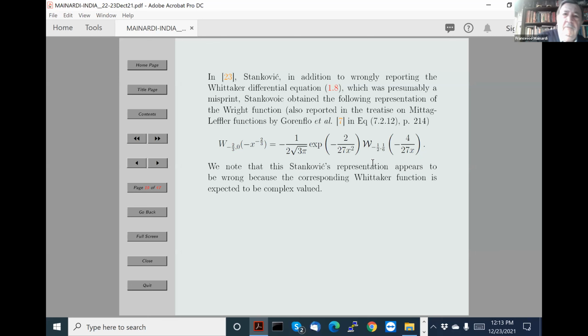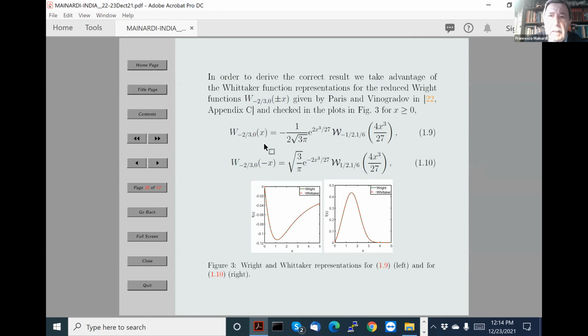The argument is negative, and this seems to be a definition not compatible with the definition which we know, since the Whittaker function has a branch cut in the negative argument, so that cannot have a real value. For this, I contacted Paris, because Paris and Vinogradov related, for a simple case, a Wright function of the second kind with a Whittaker function with positive argument.